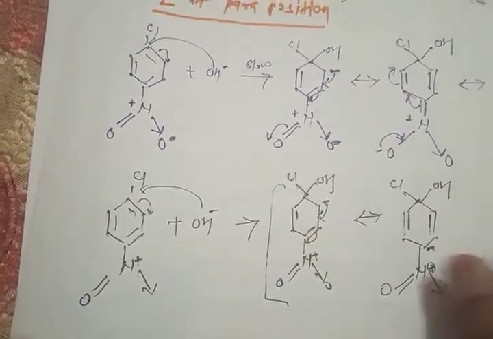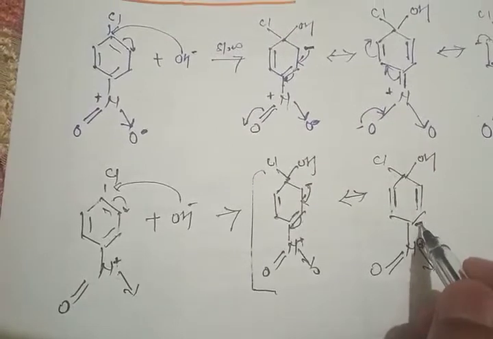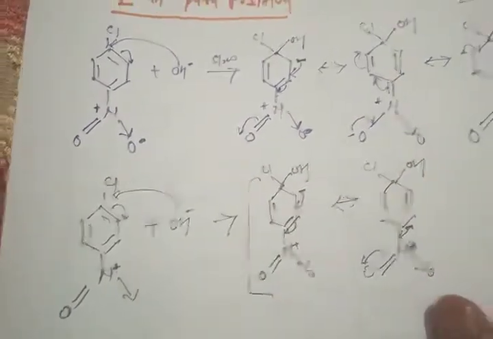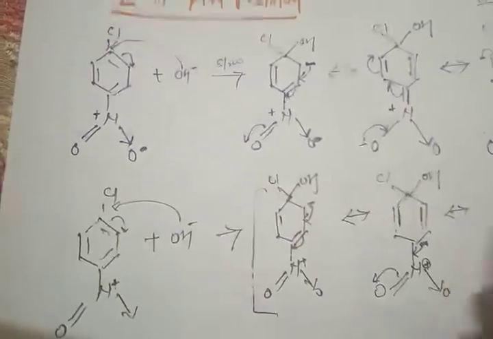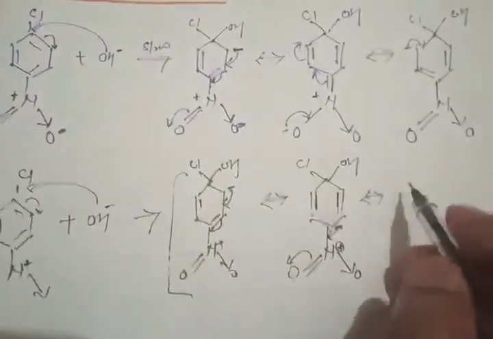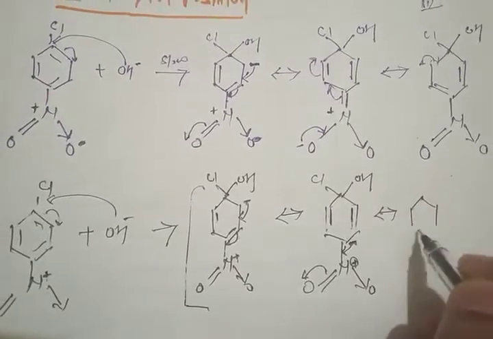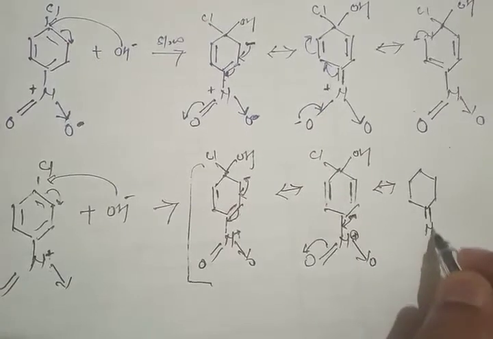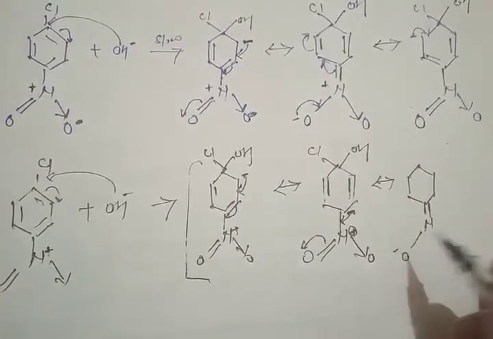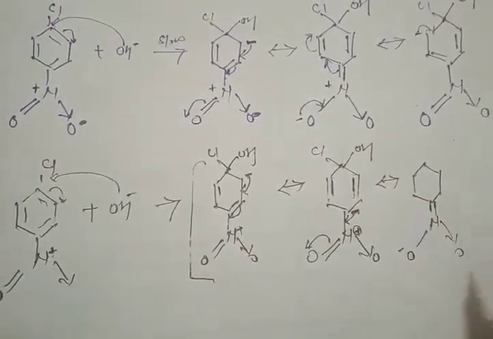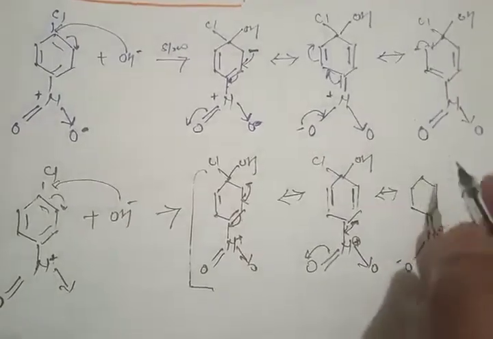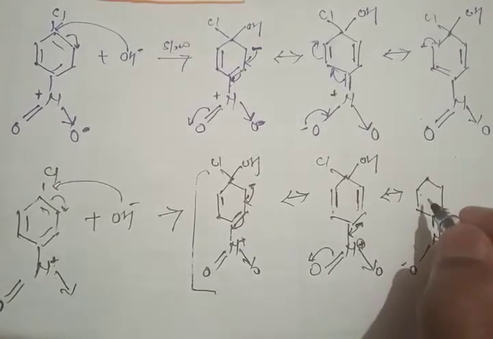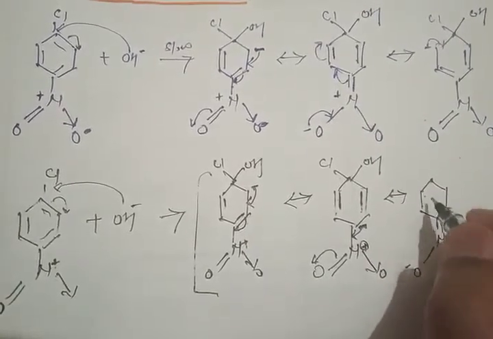So this negative charge, now the resonance is stabilized with this NO2, so it will shift to this side, and this will go to this side. So in the next stage we will get a double bond nitrogen oxygen negative charge, oxygen with a positive charge, and then the electron.